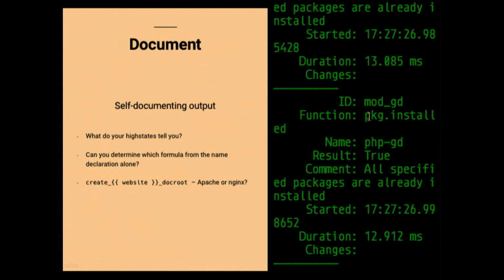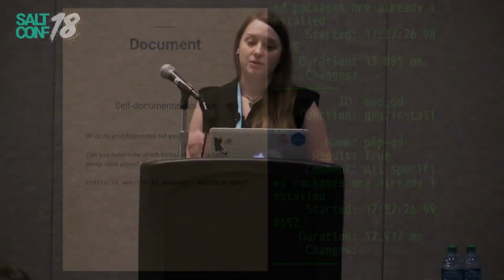But what if we're scanning through more than the small amount of formulas I have going here? What if we have hundreds of formulas running? Well, we don't want an instance where we look at our ID and we think, what is this module for? Is it for PHP? Is it for Apache? Or if we have legacy Apache servers and new Nginx servers, and we have a name declaration called something like create website doc root, we're not going to be able to tell what formula that's involved in. So one of the things we want to think about when creating self-documenting formulas with self-documenting output is whether or not we can tell which formula our name declarations are associated with.